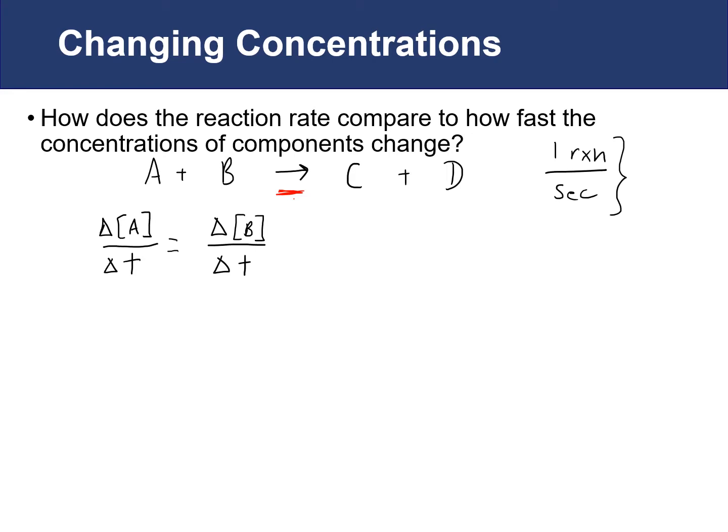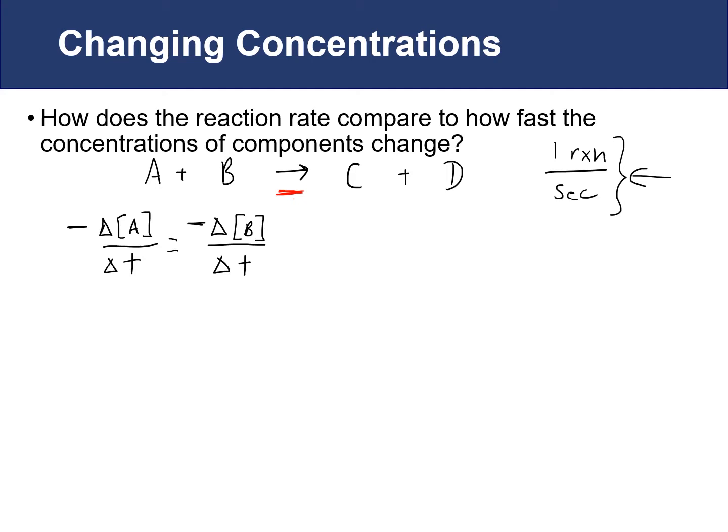So the change in our value for A, it's going down, so it has a negative value per unit time. So to make it equal to our reaction rate, how fast the reaction is occurring, we will need to put a negative sign in front of it, right? And that's because our reaction rate is a positive value, but because A is going away, it is a negative value. Similarly for B, B is going away, and so it will also be a negative value.